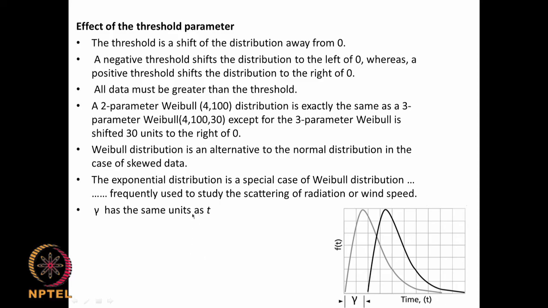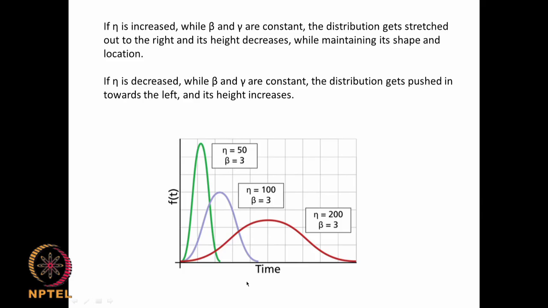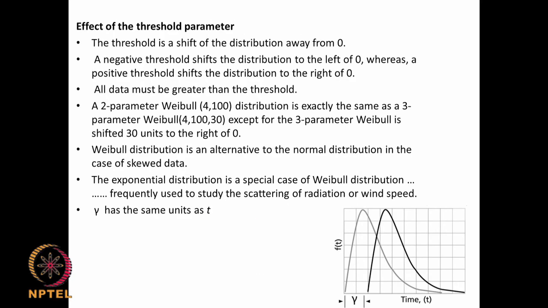Now, gamma also has the same units as t, because it is shifting the graph to the right or to the left. So, it should have the time unit. So, gamma and eta will have the units of time, understand.